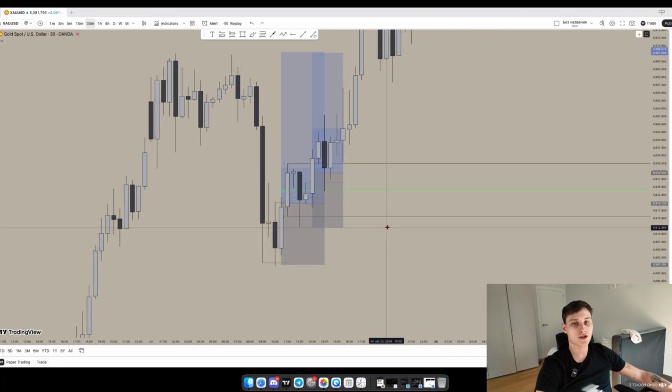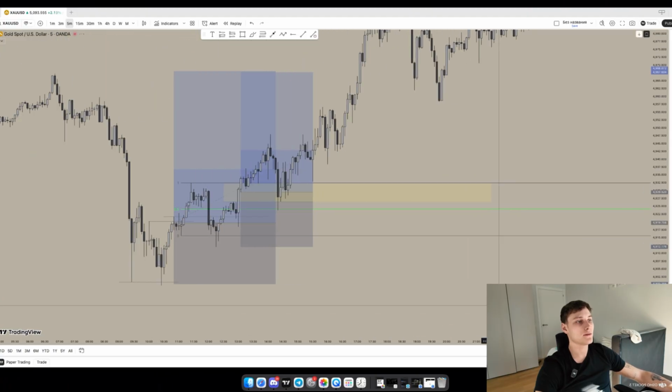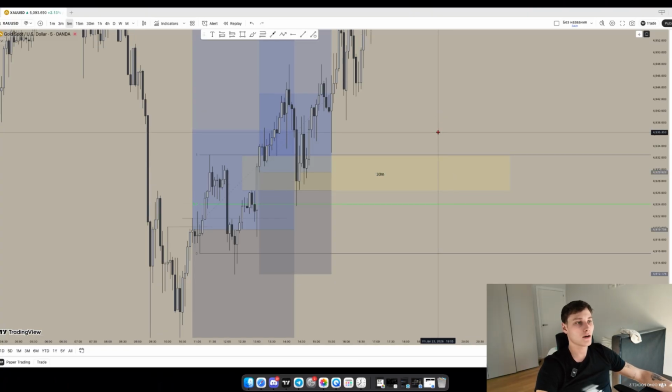But my third position was taken when the price respected this fair value gap over here. So let's see how it was. We have the 30 minutes fair value gap. Let's mark it, 30 minutes, yeah? So this is a classical time frame for the gold. It always respects 15-30 minutes fair value gaps.